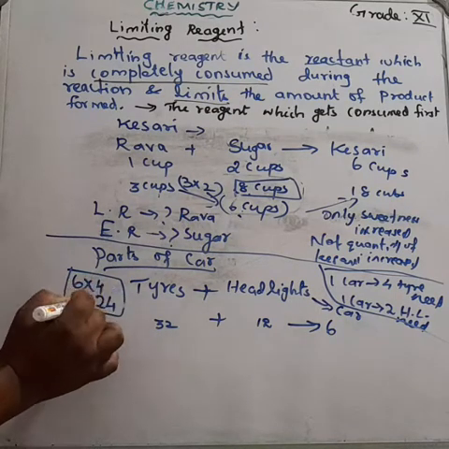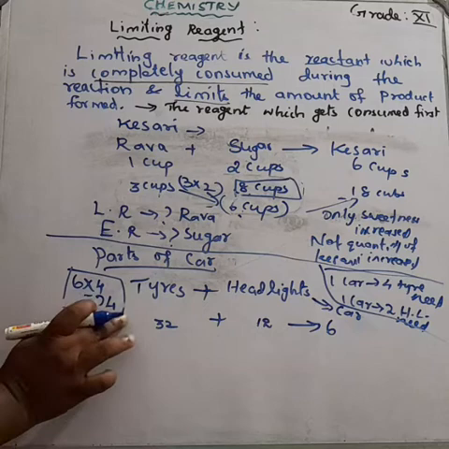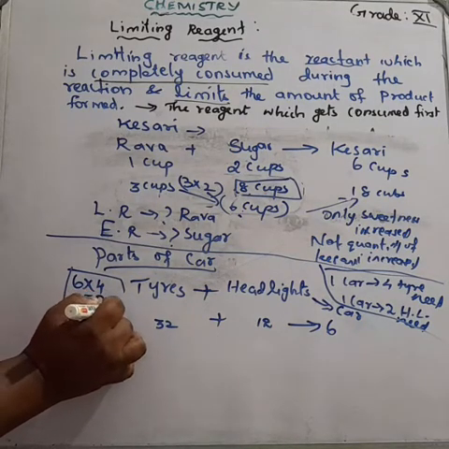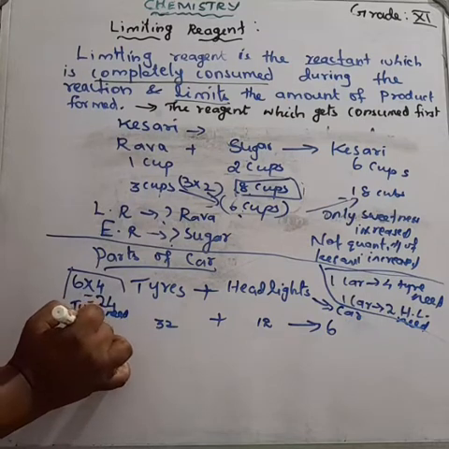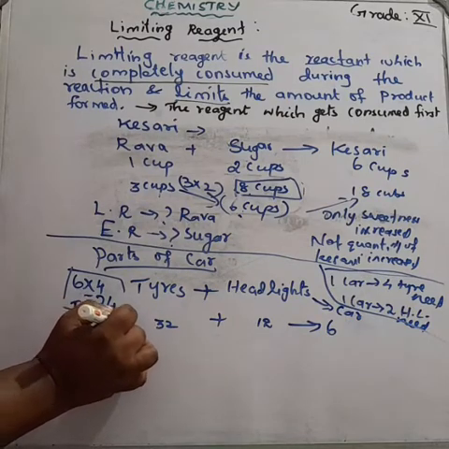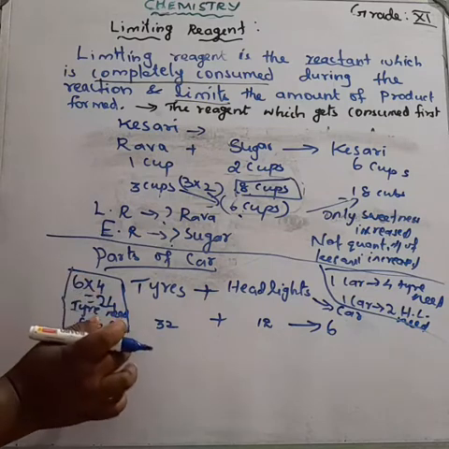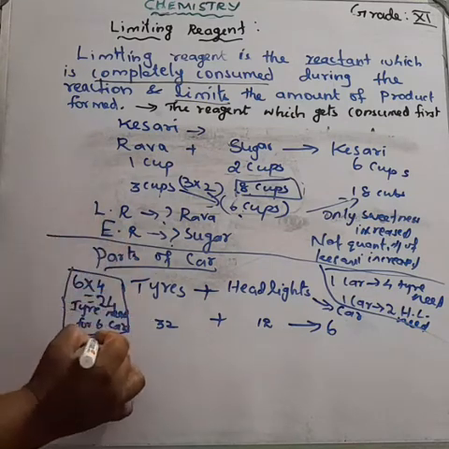But the manufacturing company produced 32 tires plus 12 headlights. What is the product? Car. How many cars? 6 cars. Okay, here which one is the limiting reagent? Which one is the excess reagent?